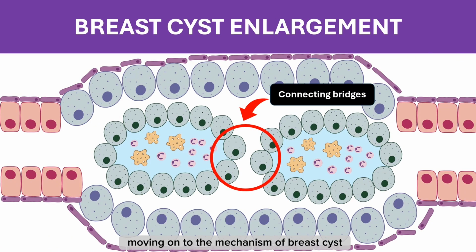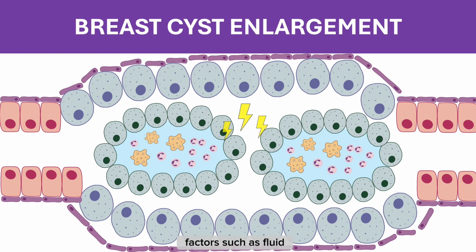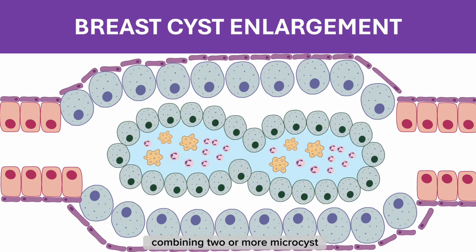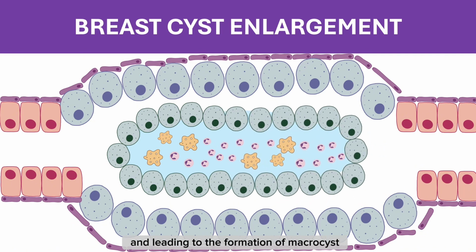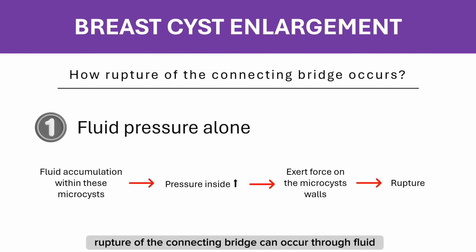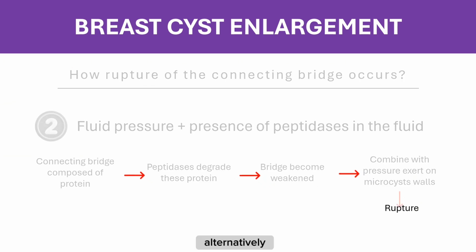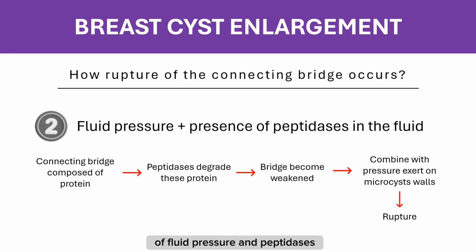Moving on to the mechanism of breast cyst enlargement, from microcyst to macrocyst, there is a thin connecting bridge between microcysts. Factors such as fluid pressure and peptidases cause this bridge to rupture, combining two or more microcysts and leading to the formation of macrocysts. Rupture of the connecting bridge can occur through fluid pressure alone, as fluid accumulation increases pressure inside the microcyst, forcing a rupture. Alternatively, the combination of fluid pressure and peptidases weakens the connecting bridge protein structure, leading to rupture and emerging of microcyst contents, resulting in cyst enlargement.